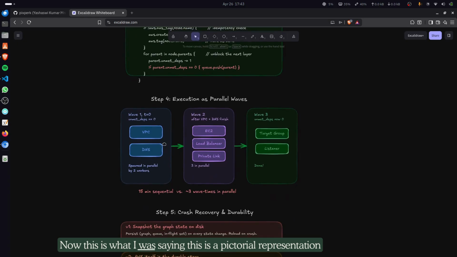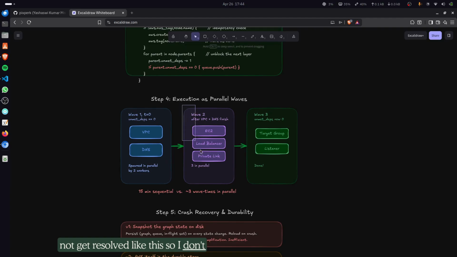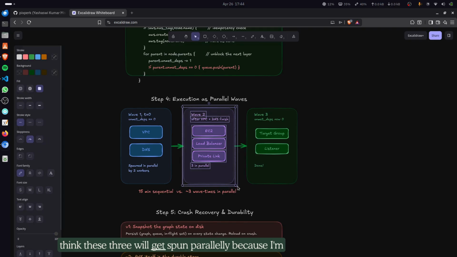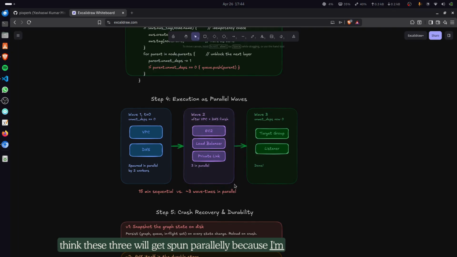Now, this is what I was saying. This is a pictorial representation of what will happen. Wave 1 will pull out VPC and DNS. Then wave 2 will pull these 3 things in parallel. Then these 2. I think I messed up here because the dependencies will not get resolved like this. I don't think these 3 will get spun up in parallel because I'm pretty sure that load balancer has more dependencies than EC2. But I think the idea is clear and good.